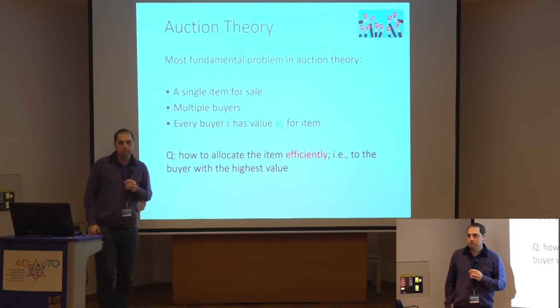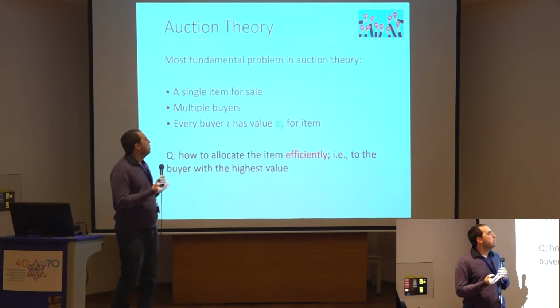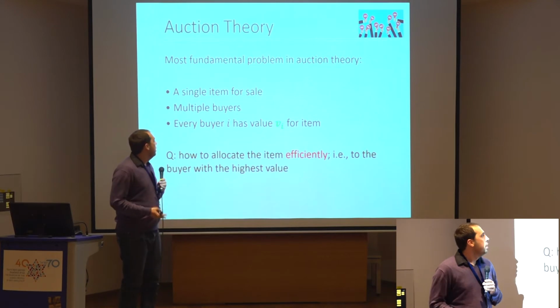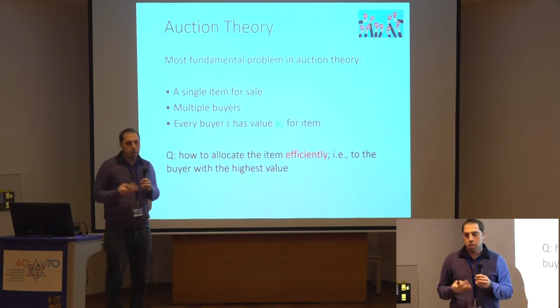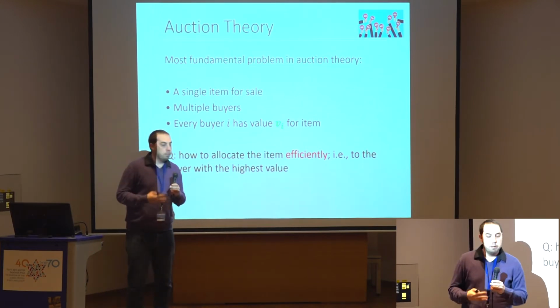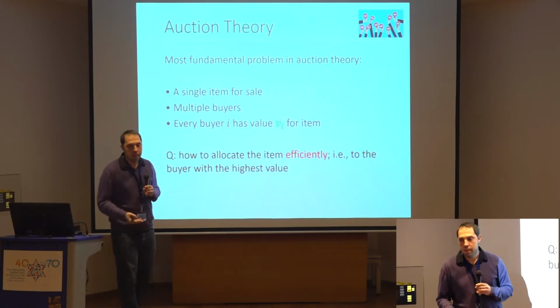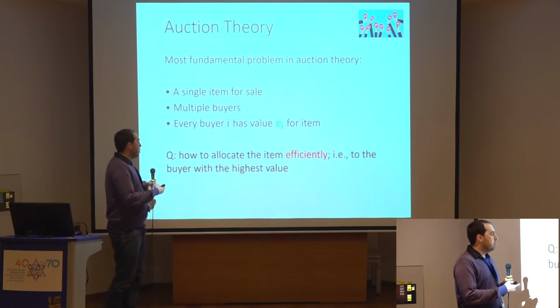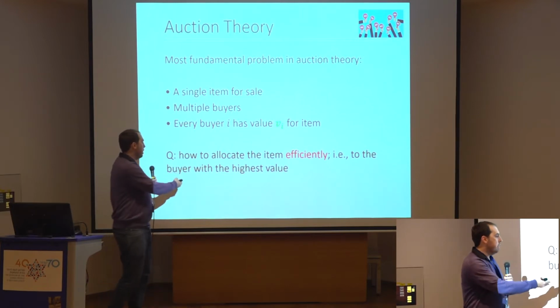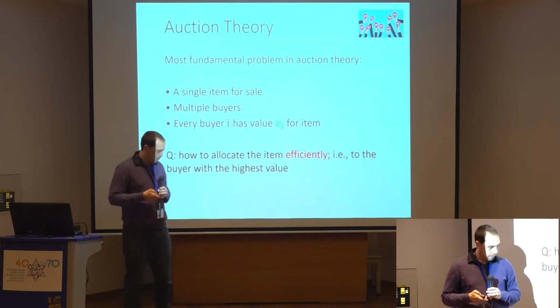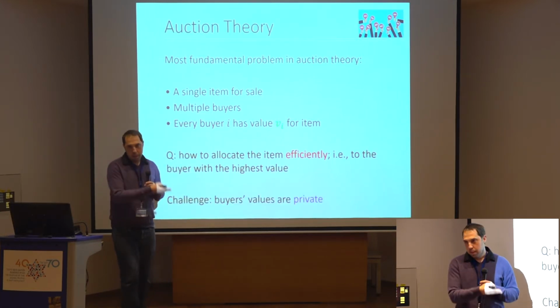So what's the problem? We want to sell a single item. When we have multiple buyers, each buyer has some valuation, and we want to give the item to the buyer that values it the most. And the problem is that the values are only known to the buyer. Okay, so they are private.